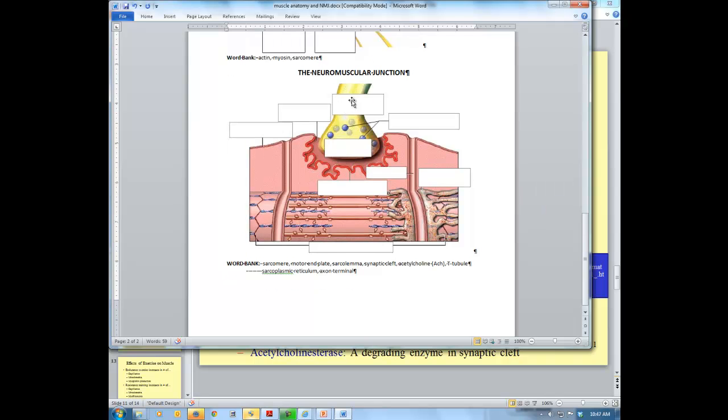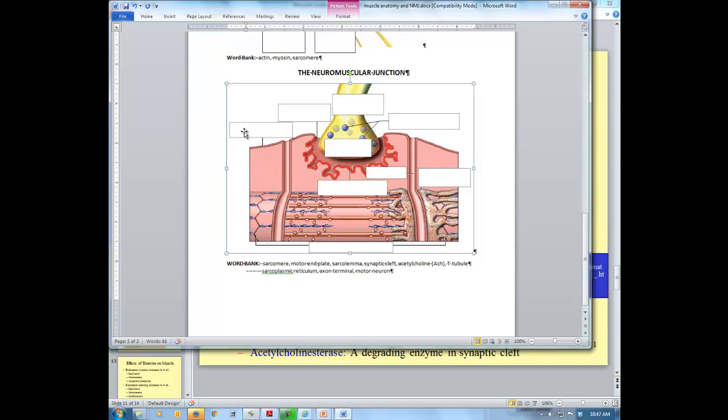But this is the motor neuron, so that's a nerve cell. And the end of a motor neuron is called the axon terminal. So this answer here would be axon terminal. And that stimulates the muscle fiber. So here's the muscle cell itself. And here is the sarcolemma, which is the plasma membrane of a muscle cell. So this is the sarcolemma, which is the plasma membrane.